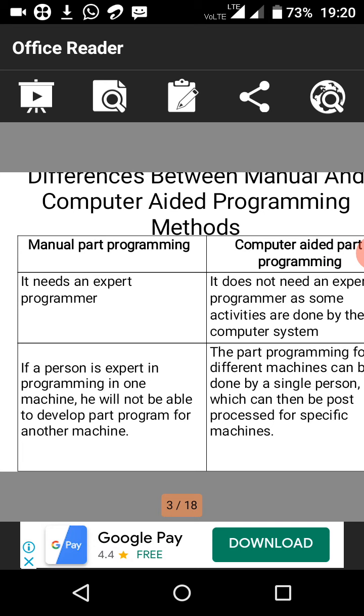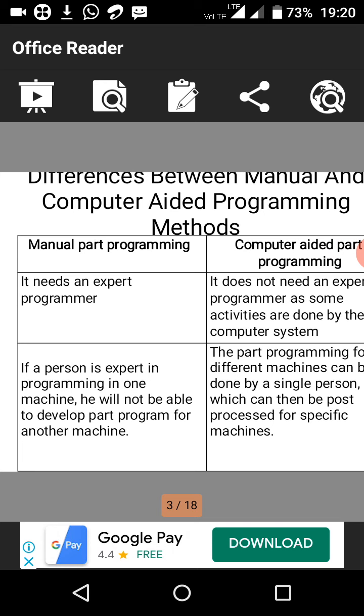Next, second point, in manual part programming, programs are prepared by the part programmer. So the part program is prepared by the man. He will write the part program, whereas in computer aided part programming, programs are partly prepared by the part programmer and partly by the computer. So partly prepared by the person and partly prepared by the computer.